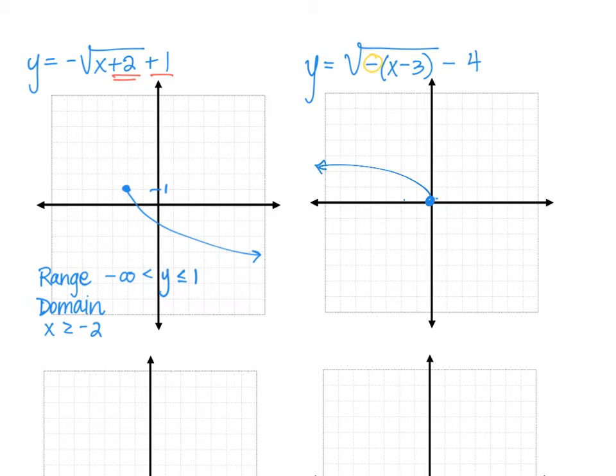Then I have a minus 3, which is going to move this 3 to the right, and then 4 down. So I'm going to go 3 to the right, I'm going to go 4 down, and my new graph is going to go from that critical point right there. So I'll erase this and then go, and that's a sketch of this graph.